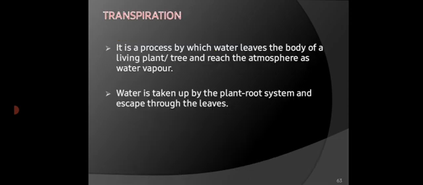So the second parameter is transpiration. It is a process by which water leaves the body of a living plant, trees, and reaches the atmosphere as water vapor. Water is taken up by the plant root system and escapes through the leaves. So evaporation is the water loss from the water body and ground surface, while transpiration is the loss of water from trees and plants.